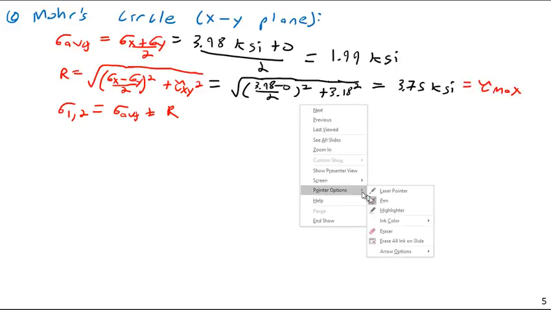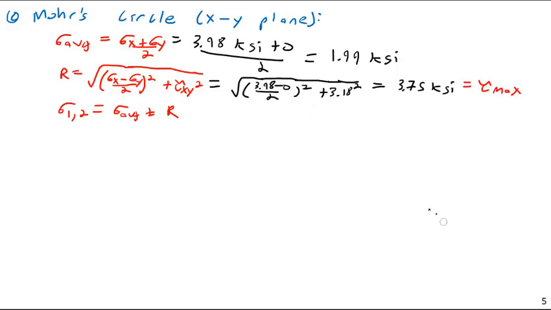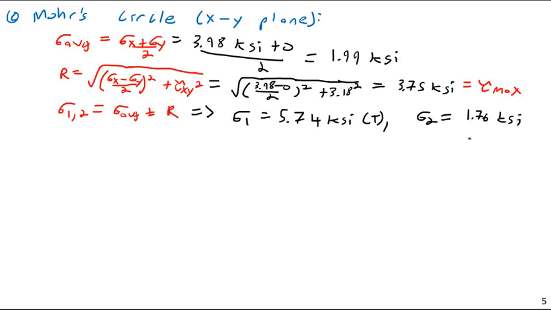And then let's find the principal stresses. So that's just going to lead to, you know what, I think you can do subtraction. Sigma 1 is going to be 5.74 KSI in tension, and sigma 2 is going to be equal to 1.76 KSI, this one in compression. So it'll actually be negative.